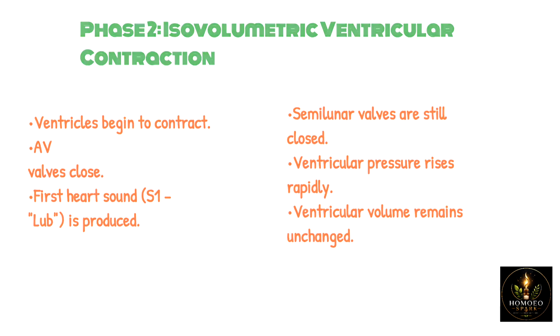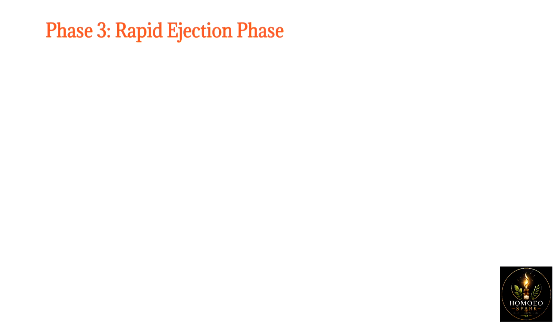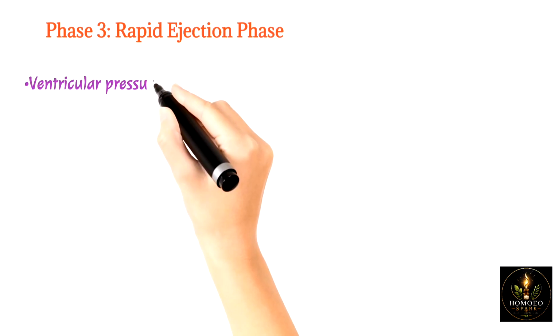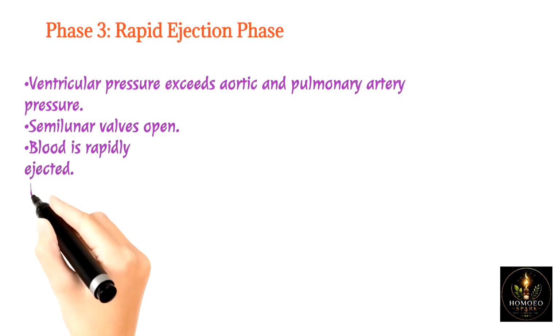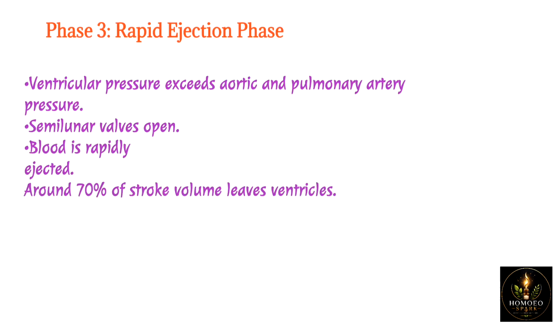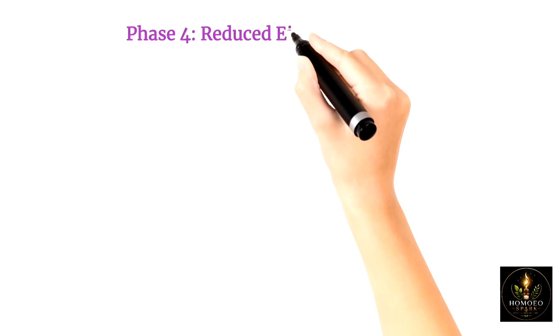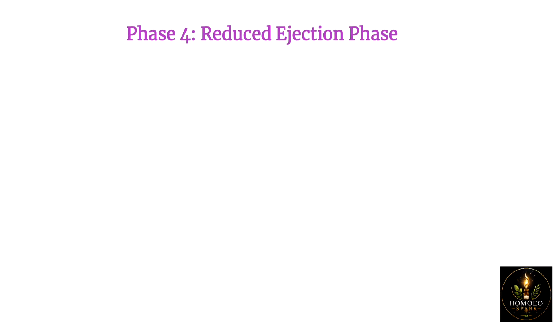Going into the next phase, the ventricular ejection phase, which happens for 0.25 second. It is divided into rapid ejection and reduced ejection. In the rapid ejection phase, ventricular pressure exceeds the aortic and pulmonary artery pressure, so the closed semilunar valves now open. So the blood will be rapidly ejected. Around 70% of stroke volume leaves the ventricle, which is the rapid ejection phase.